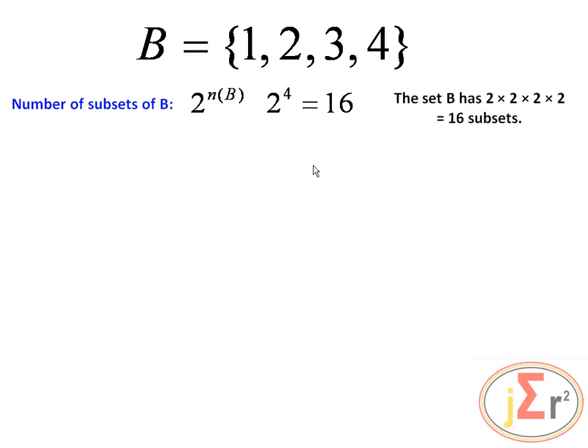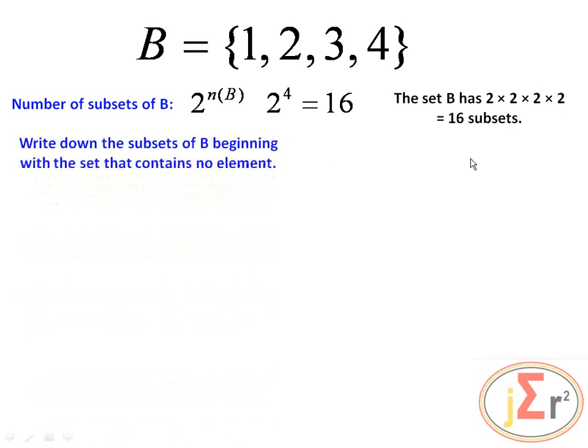And as our topic in indices would have indicated to us, what does 2 to the power of 4 mean? We have 2 times 2 times 2 times 2, which is, of course, 4 2's multiplied together, and that will give 16. So write down the subsets of B beginning with the set that contains no element.